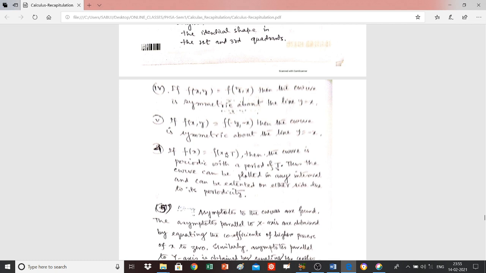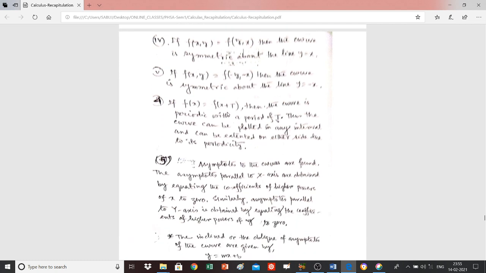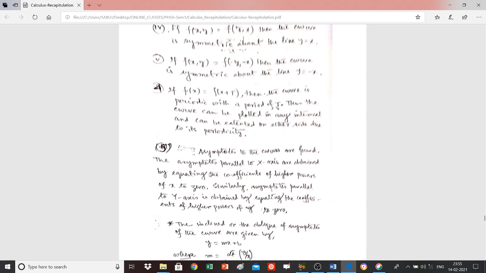And another point is here: if f(x) is equal to f(x plus T), then the curve is said to be periodic with a periodicity of T. Thus the curve can be plotted in any interval and can be extended on either side according to its periodicity. Next, number 5.